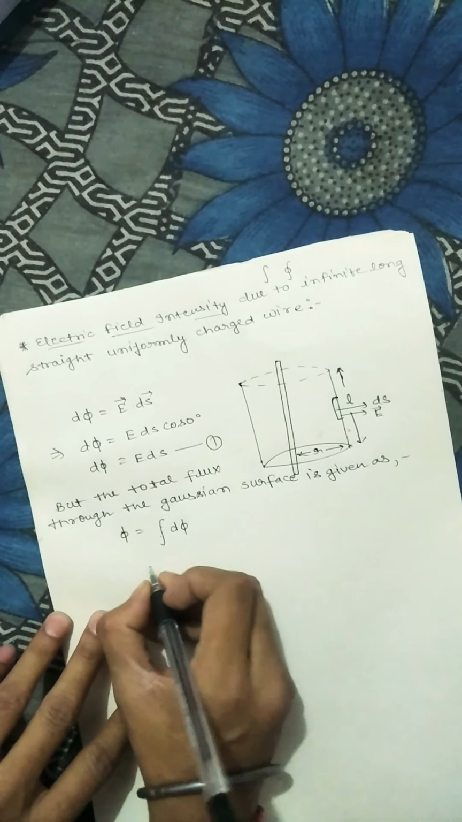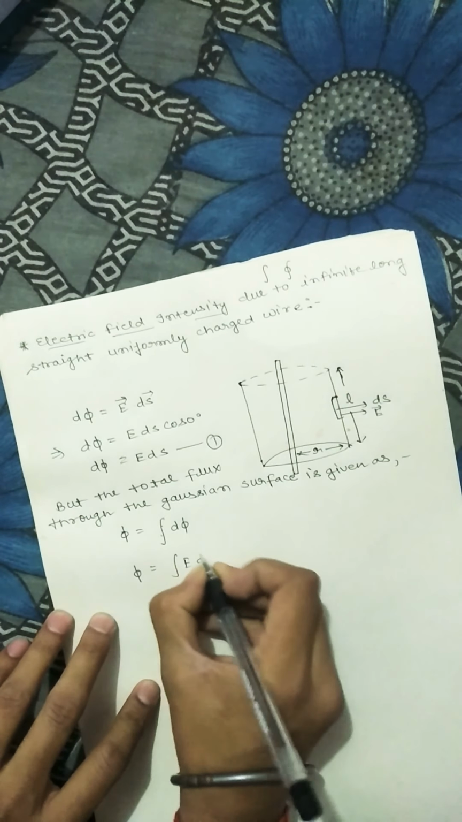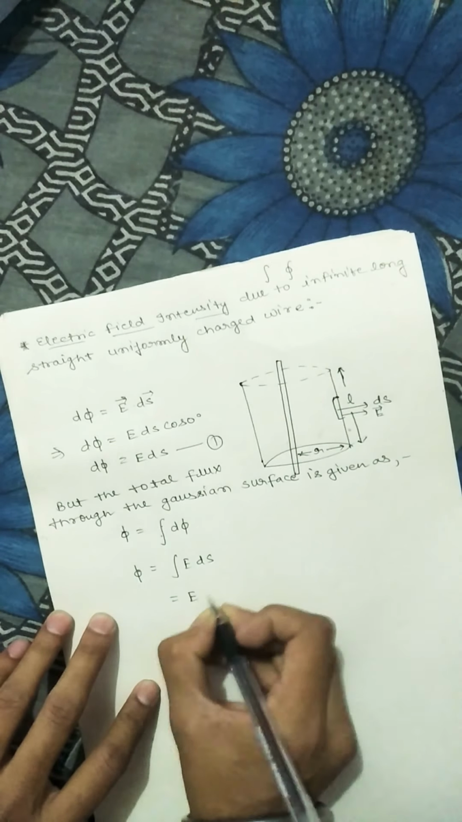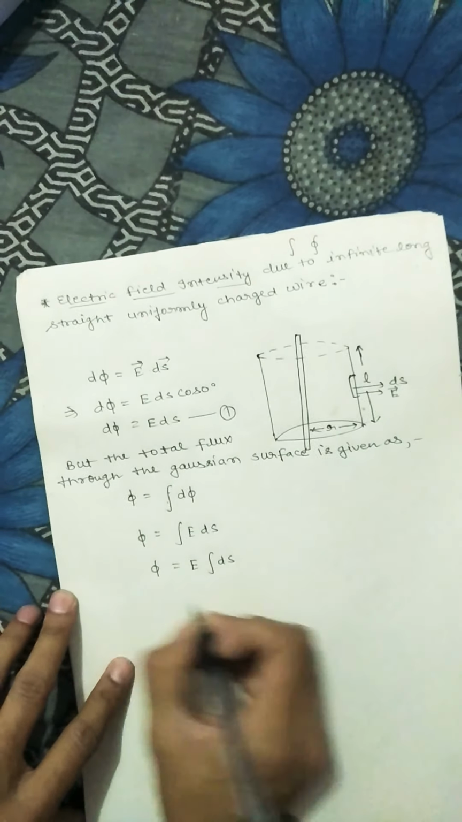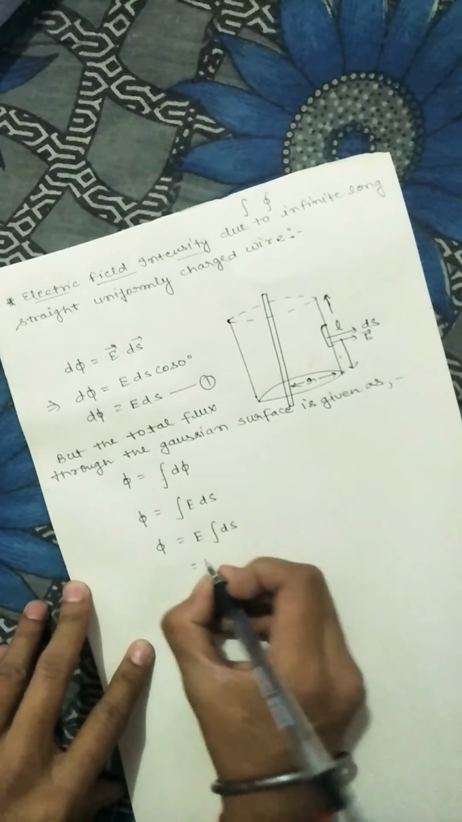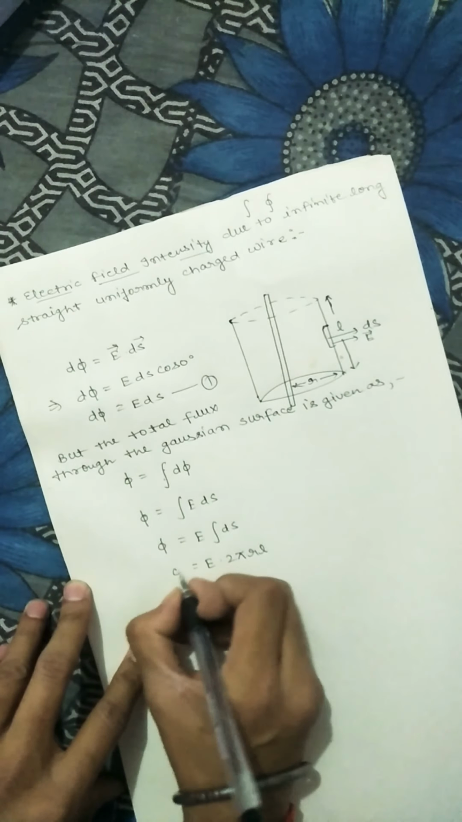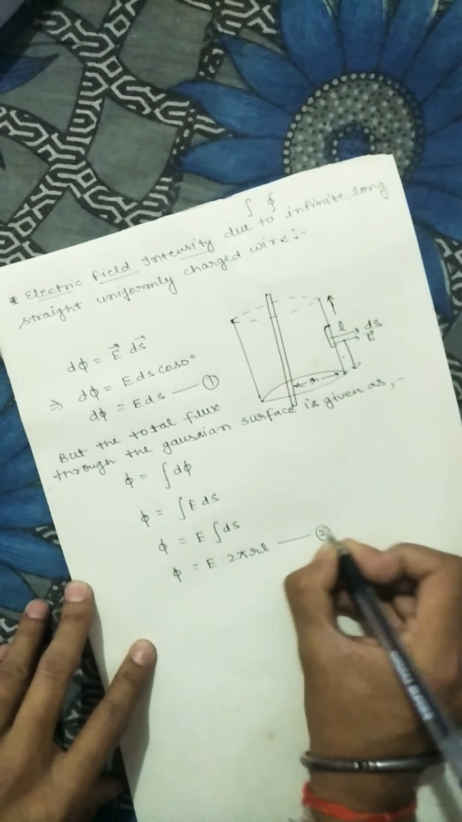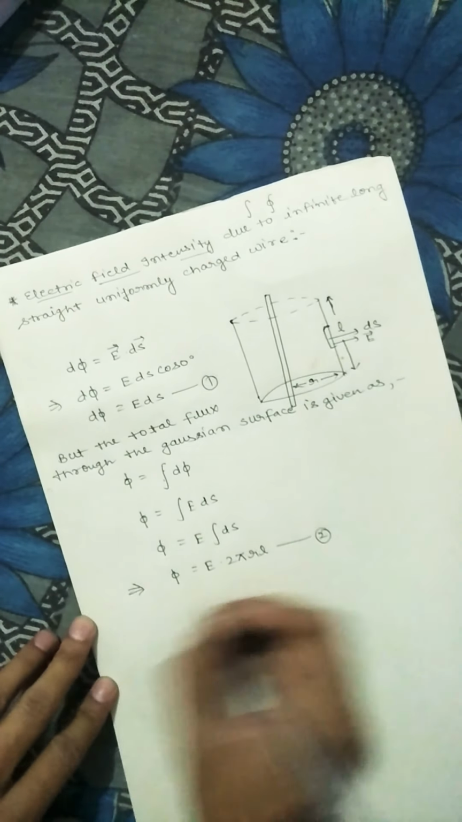Now we are putting the value, phi becomes the line integral of E ds. E can be taken out, and this is the line integral of ds. What is the surface area of the cylinder? We know that it is 2 pi rl, so phi becomes E times 2 pi rl. This is equation number 2.